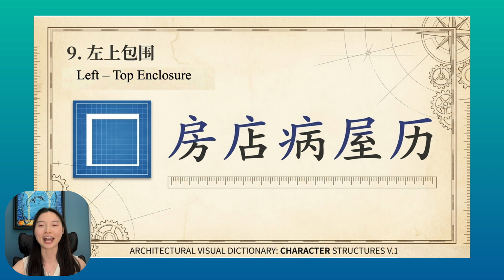And blueprint number 9, 左上包围, left top enclosure. The frame hangs over the top and the left side, like a roof with 1 wall. 房, house. 店, shop. 病, illness, under the sickness radical. 屋. 历, calendar. Look at what these radicals have in common. A door, a shelter, a roof. A lot of left top enclosures carry meaning about buildings, shelter, or being under something. Because the radical doing the enclosing often points that way. Spot the enclosing radical, and you have often got a clue to the meaning.